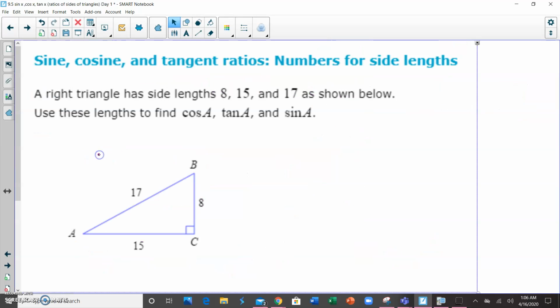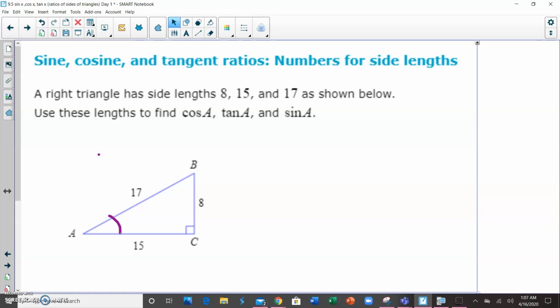All right, moving on to the next question. It says the right triangle has side lengths 8, 15, and 17. That's also a Pythagorean triple for a right triangle. It says use these lengths to find the cosine of A, the tangent of A, and the sine of A. All right, so first I'm going to mark A. There's angle A. So everything is referring to that angle.